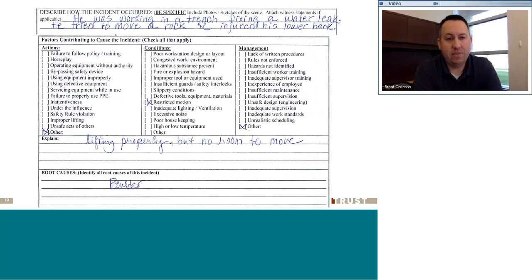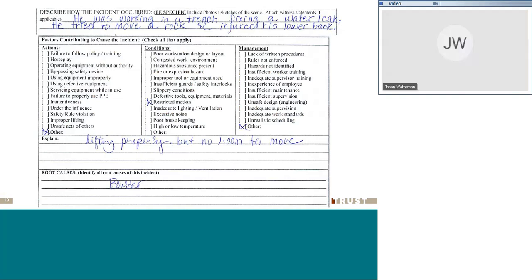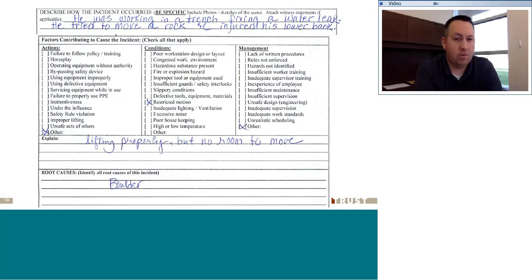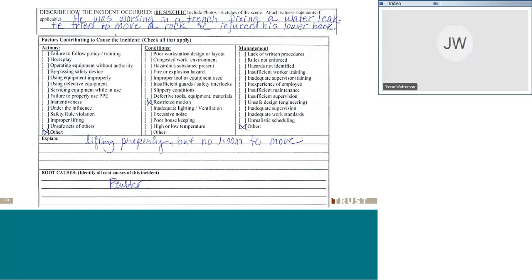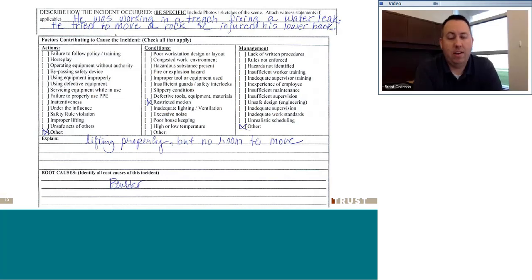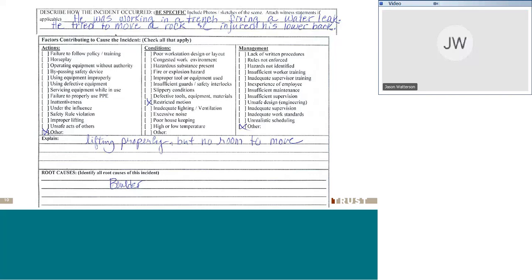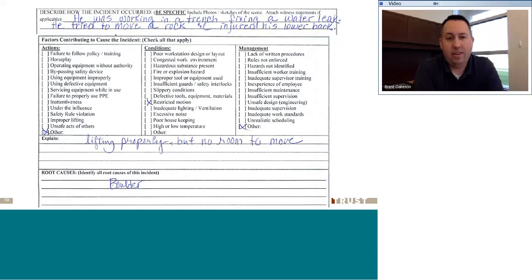So in this form, you can see they checked off a couple of conditions and things that they found were factors that led to the root cause and led to the accident. So conditions, they had restricted motion. Looking down below, lifting. Yeah, it's a tight area. It's tight work. As far as the root cause goes, they identified the boulder.